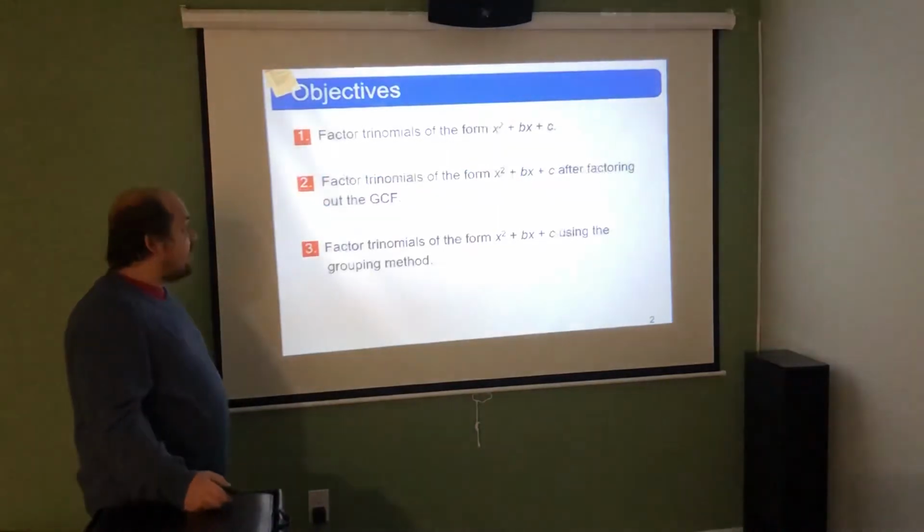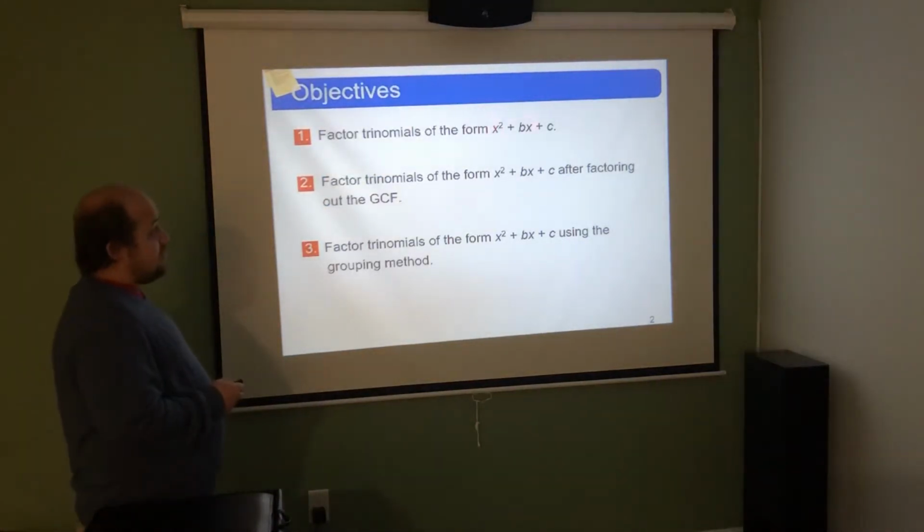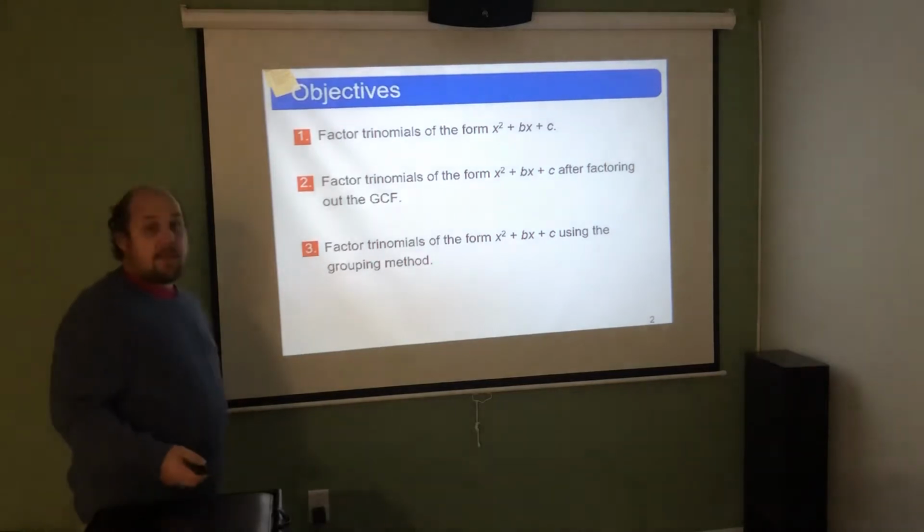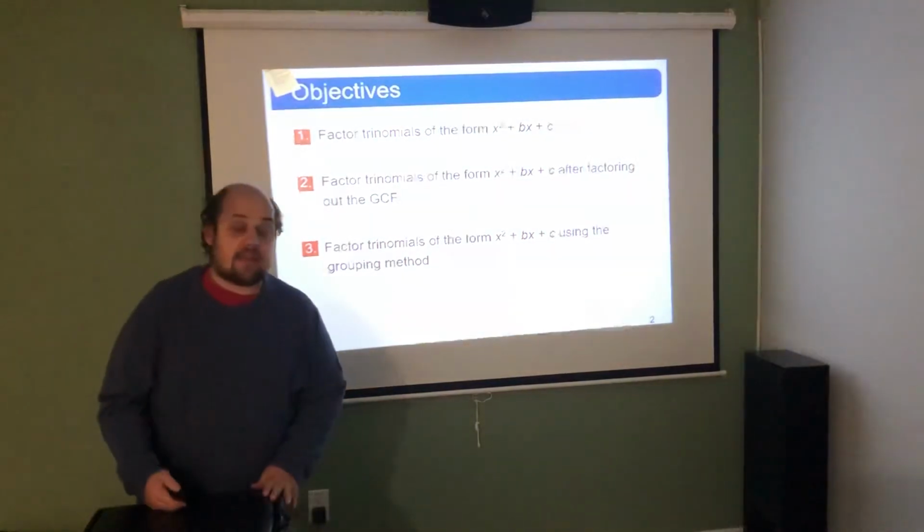So we're going to learn to factor trinomials of this form, x squared plus bx plus c. We're going to learn how to do it after factoring out a greatest common factor. And then finally we're going to learn using a grouping method, similar to what we did at the end of 6.1.